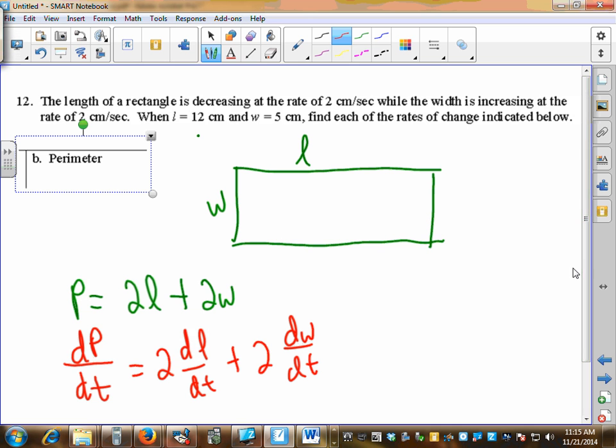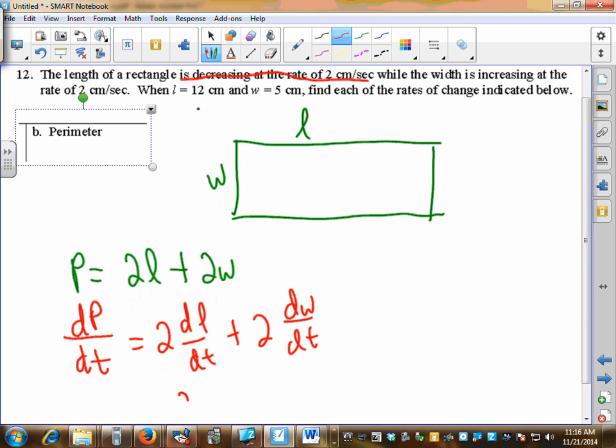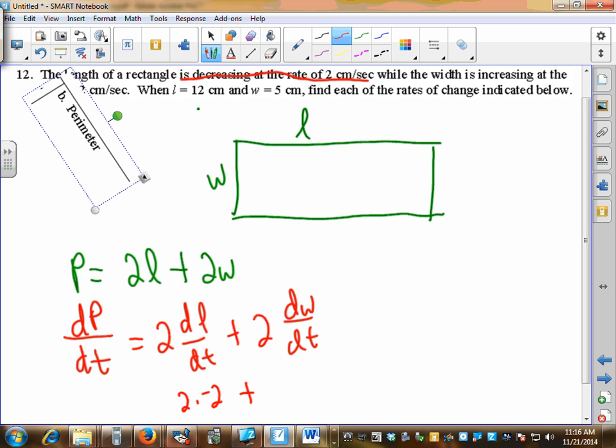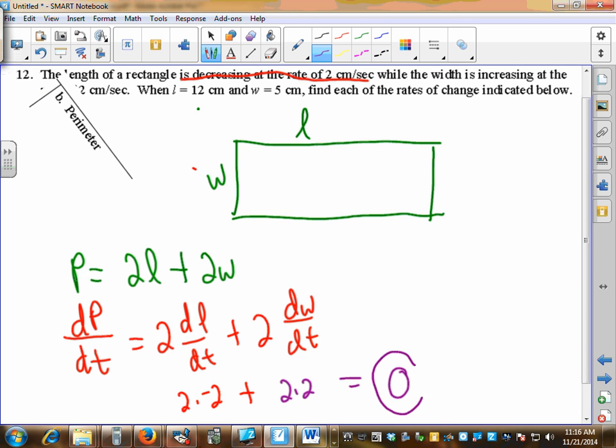And then you plug it in. All right. And we have those same units. dL over dt is what again? -2. And then dW over dt is 2. So what about the perimeter then? 0. Okay.